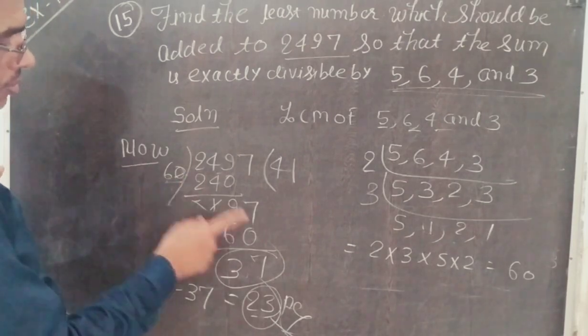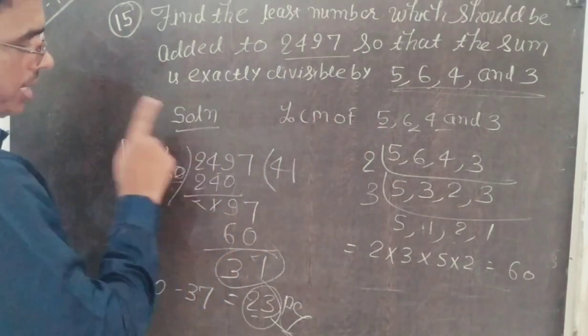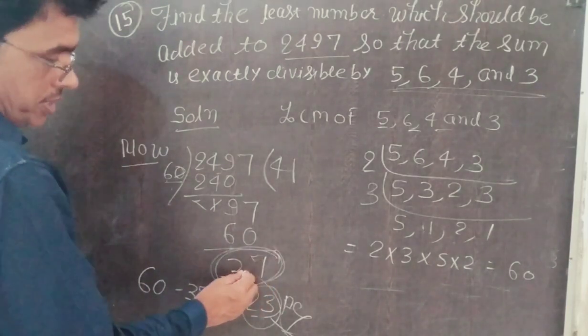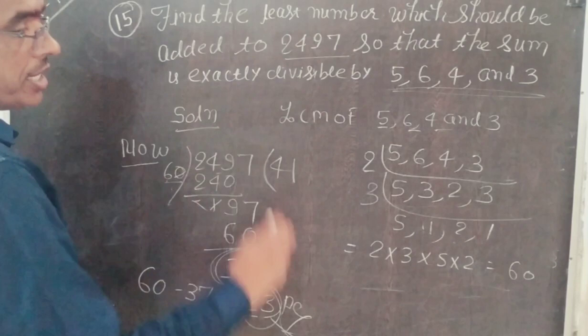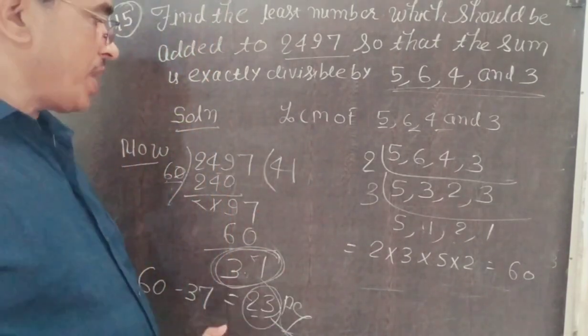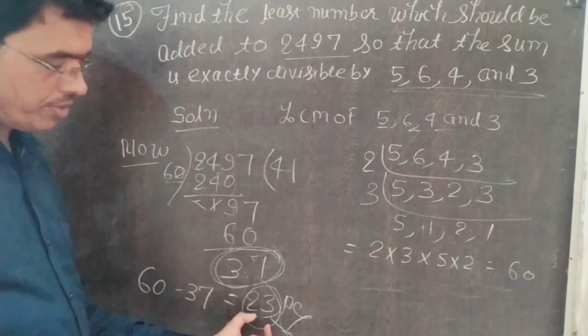Similarly, if your question is what must be subtracted so that the number is divided exactly, then that time 37 is subtracted from this, and it is exactly divisible. But here the question is what must be added, so the remainder is subtracted from the divisor, then we get 23.